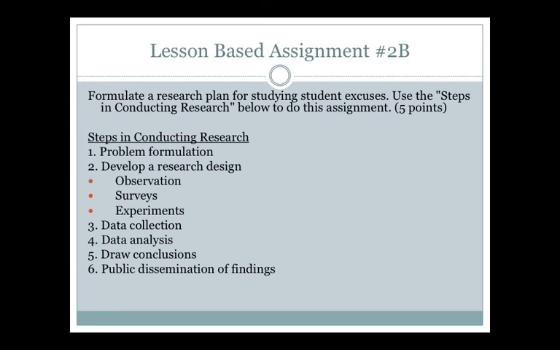The first is problem formulation. Who are you studying? Why are you studying it? You want to be really specific here. So maybe you want to do a study on community colleges or high school students. Maybe you want to do a comparison between university students versus community college students. Here's where you're going to put that in the problem formulation. The second thing is develop a research design. Well, how are you going to collect the data? What ways are you going to do it? And you might want to look at the methodology that we just went over. Observation, survey, and experiment. This is what you're going to articulate here as a research design.